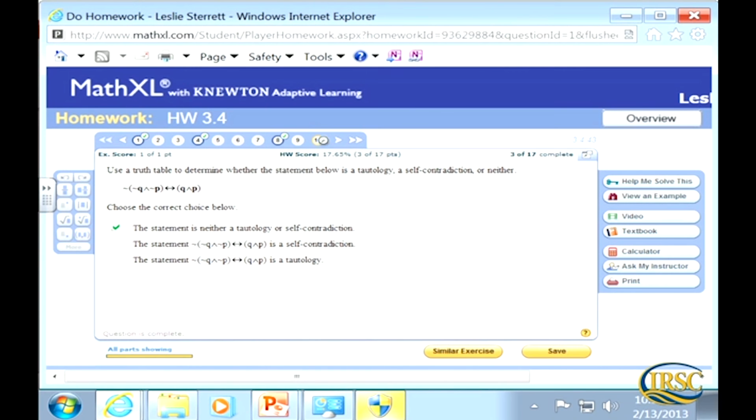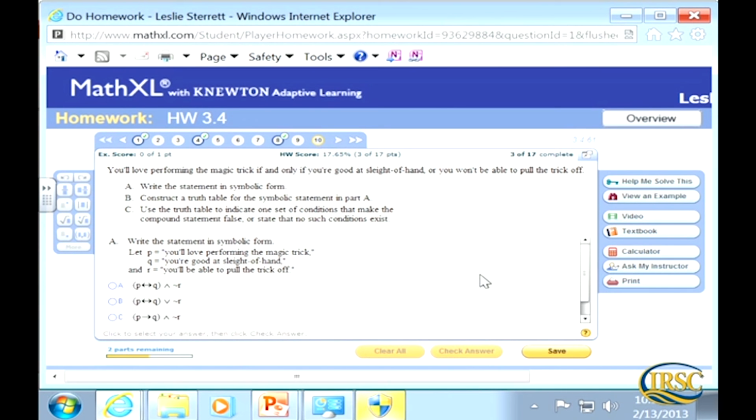Okay, let's take a look at this problem here. So this one gives you this long statement, and it wants you to come up with what P, Q, and if you need an R. Now, in here, they already told you what P, Q, and R is. But if you're doing the ones in the book, they're not going to tell you what those simple statements are, and you need to write them out for yourself.